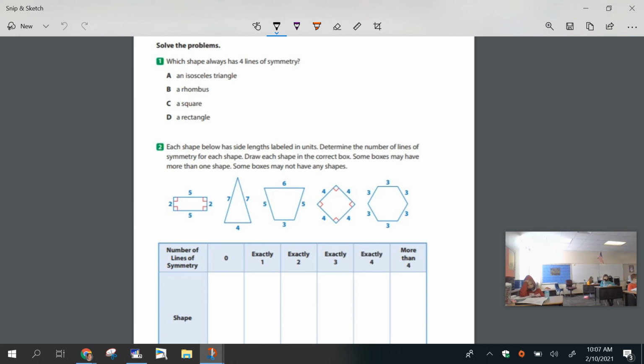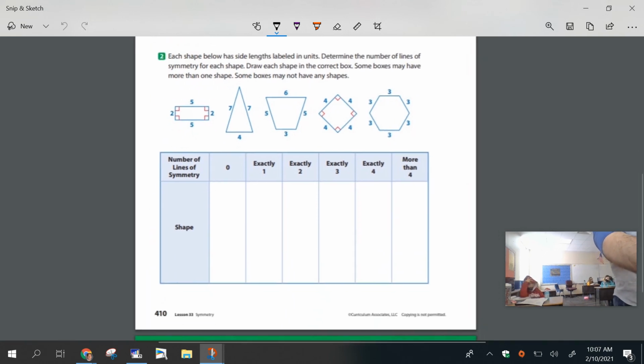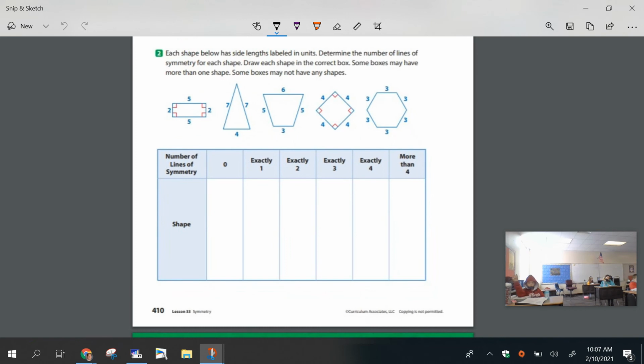Okay. So number 2. And guess what? You have a question that's really similar to this on your test. Each shape below has side length labeled in units. Determine the number of lines of symmetry for each shape. Draw each shape in the correct box. Some boxes may have more than one shape in the box. Some boxes may have 0.